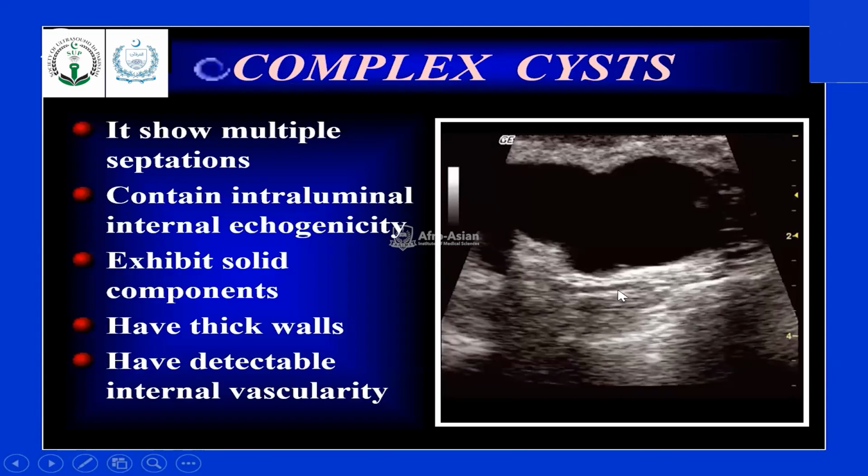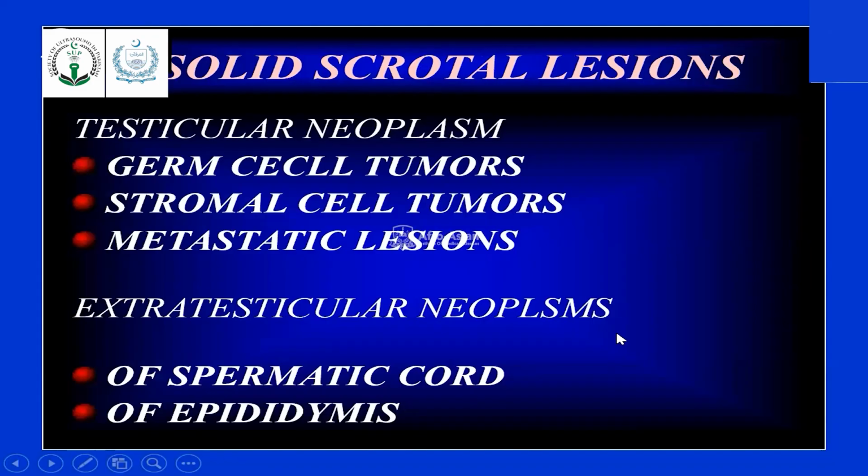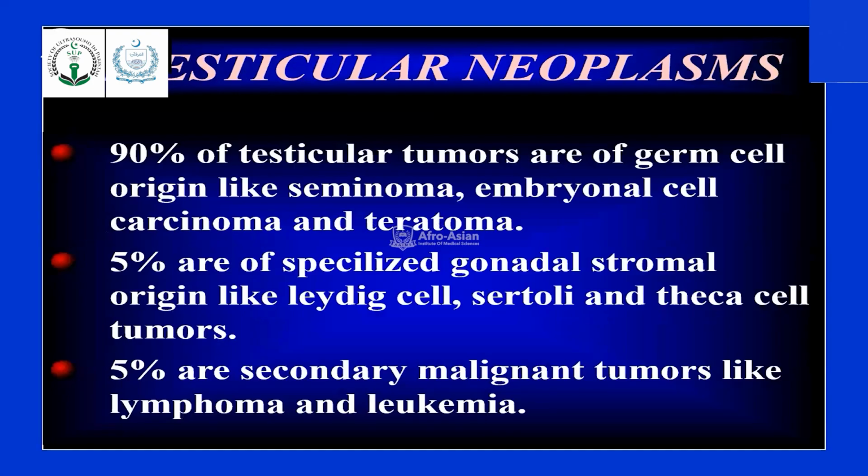The complex cyst may contain intraluminal internal echogenicity or may have some solid components, thick walls, and we can get internal vascularity also. The solid scrotal lesions include germ cell tumors, stromal cell tumors, metastatic lesions, extratesticular neoplasm of spermatic cord and epididymis.